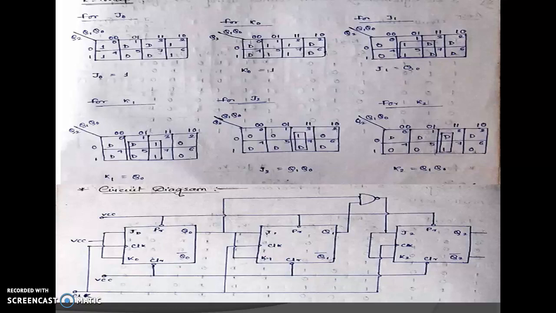Next step is K-map. This is a 3-variable K-map. We all know the 3-variable K-map procedure. This is the J0 K-map. Here we put all J0 values. This is one combination. That's why J0 equal to 1. This is the K0 K-map. This is one combination. That's why K0 equal to 1.